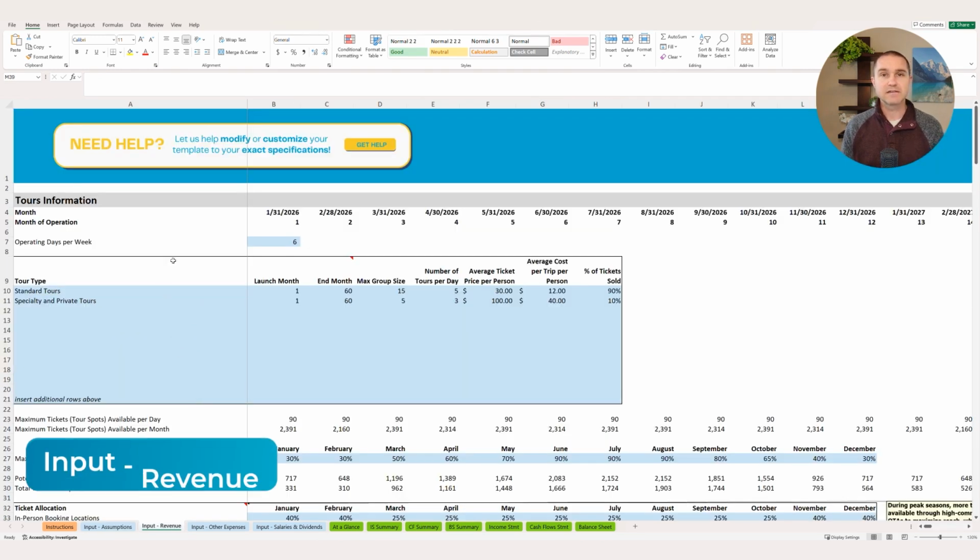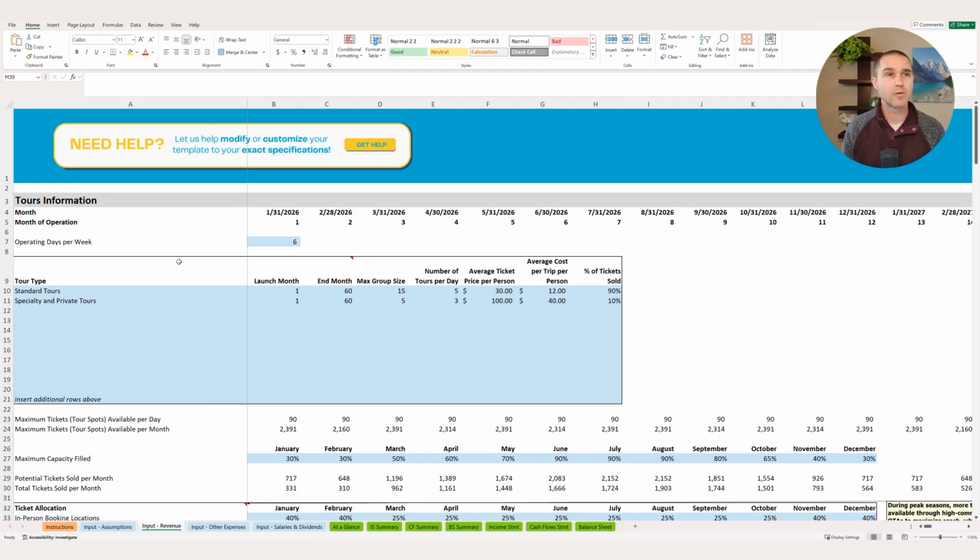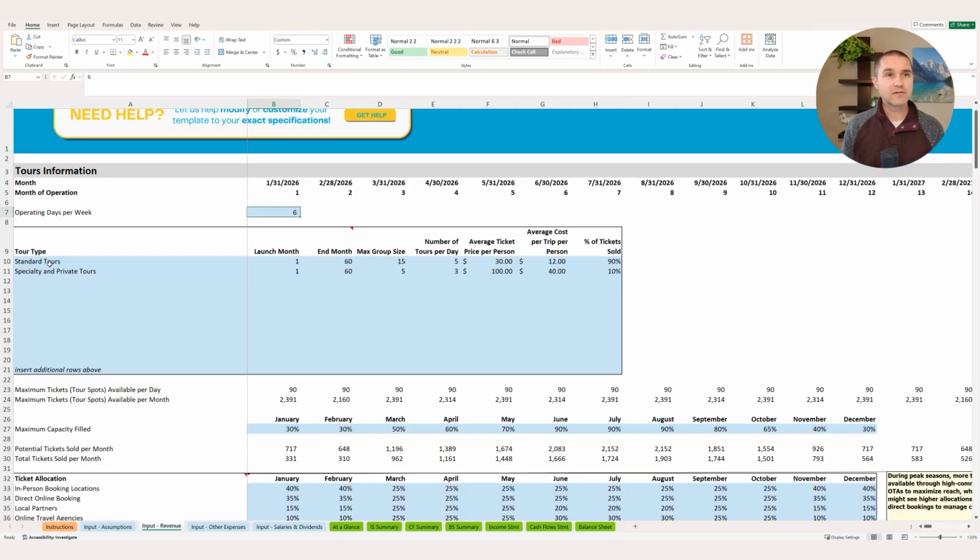Okay, on the revenue side, there's quite a bit here. There's a lot of flexibility in this model in what we can build out in different revenue streams, so I'm going to walk you through it step by step. We're going to assume that we're offering tours 6 days a week. We've got different types: a standard tour and then specialty private tours. We can set what month we're going to start offering these different types, a maximum group size, the number of tours we can offer per day, so the number of slots we have per day, the average ticket price per person, and then the average cost per trip per person.